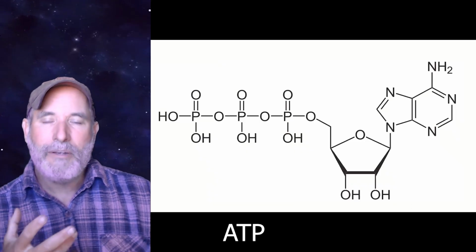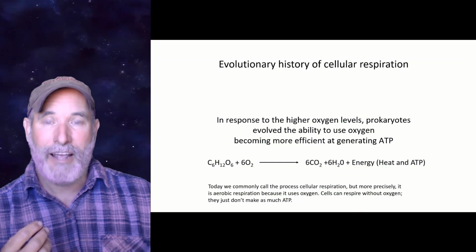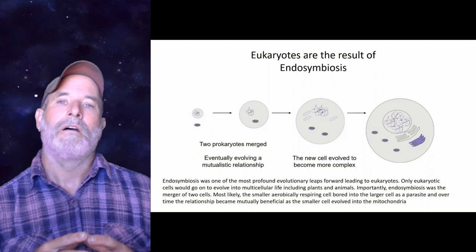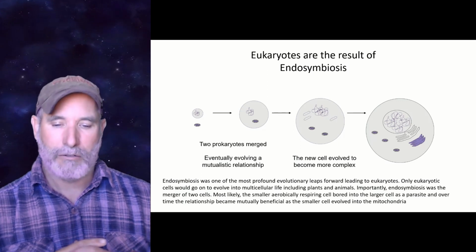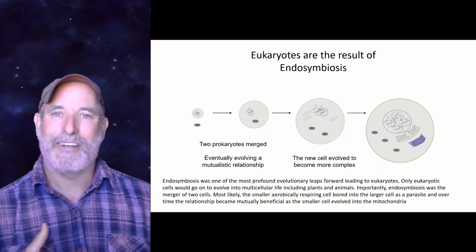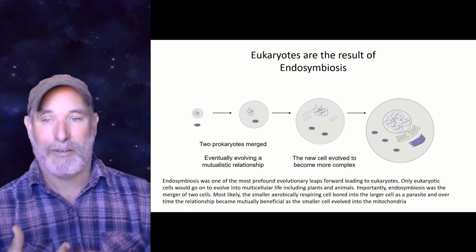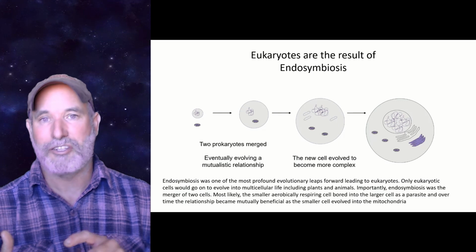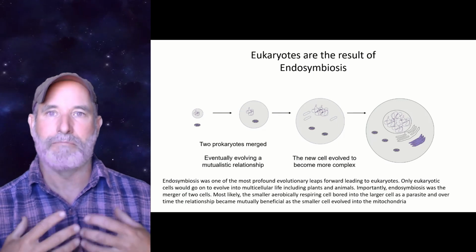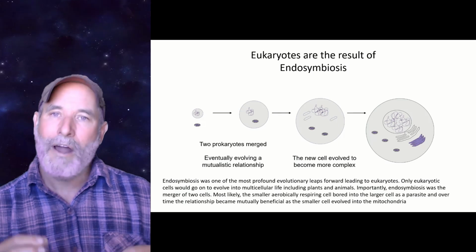Now, let me talk a little bit about what happens next in the evolution of eukaryotes with the mitochondria. About 2 billion years ago, the third most profound evolutionary event in the history of life occurred. We have photosynthesis, we've got cellular respiration, and now we've got endosymbiosis. Endo means within, symbiosis means living together. What happened?